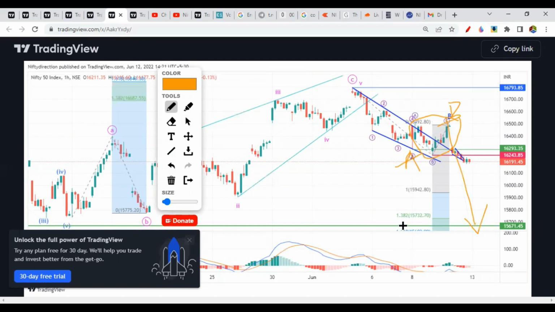So C wave will go below 15,671. That's what we are expecting, and it can even extend on the downside. So this looks to be a final move, after which I am expecting a pullback. So we have to wait and watch where this drop will end.